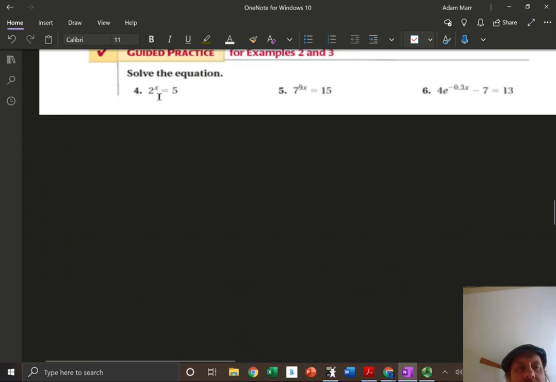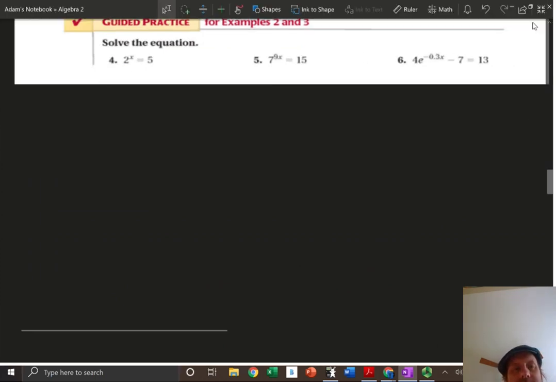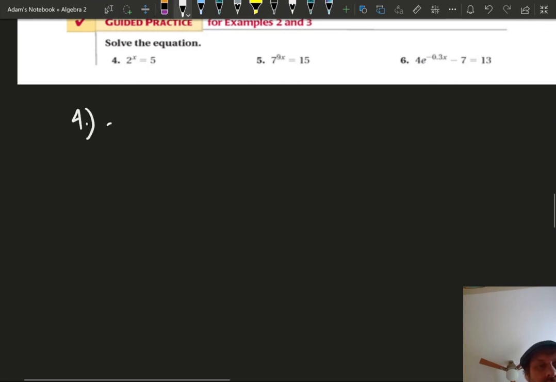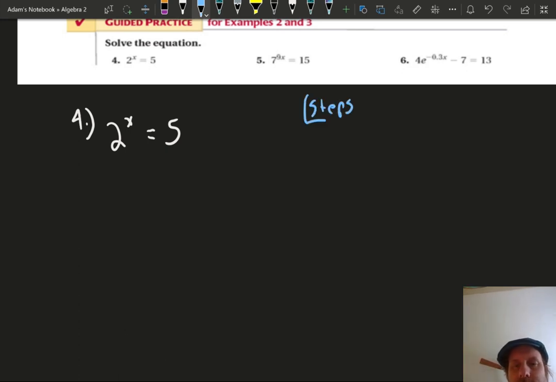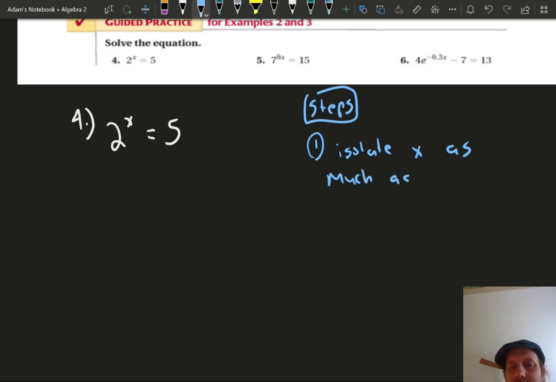Right here we have 2 to the x equals 5, right? Okay, no problem. So we're going to look at number 4 right here. 2 to the x power equals 5. Okay? So let's take a look. So what am I going to do right here? First thing, actually first thing you want to do, I should have said this before, is for your steps right here, you want to isolate x as much as possible. So that's step 1 right there.